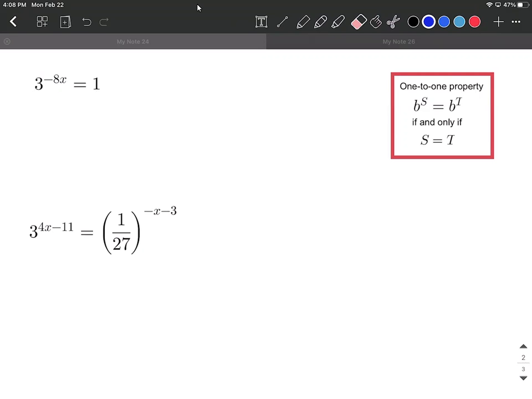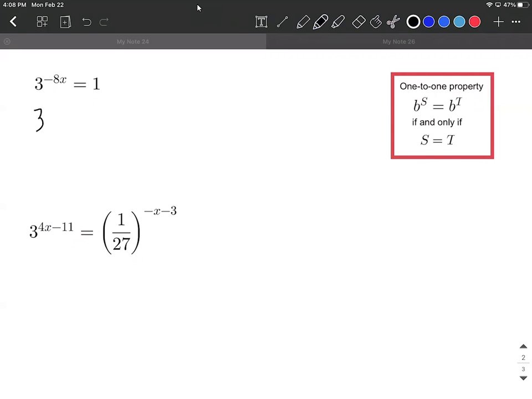Because for the one-to-one property of exponential functions to work, you need to be able to rewrite this so you have the exact same base on both sides. After you get it written that way, you're allowed to drop the bases and set these exponents equal to one another. All right, so on this first one, quick review over an exponent rule: we are allowed to rewrite anything to the 0 power as equivalent to 1.